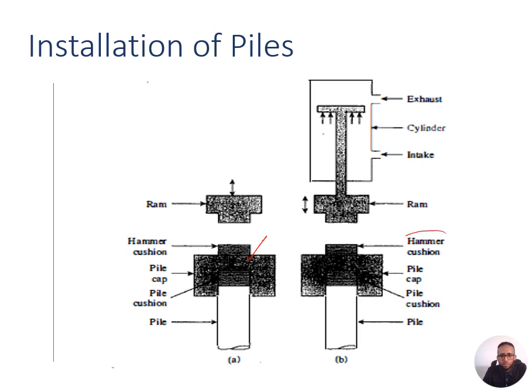Between the pile and the cap, we're going to have a cushion at the top of the pile. So this cushion helps reduce what? The impact force, and spreads it over a longer time, so that the hammer is used to drive the pile into the ground. This is the hammer from the top, as you can see in these two figures.